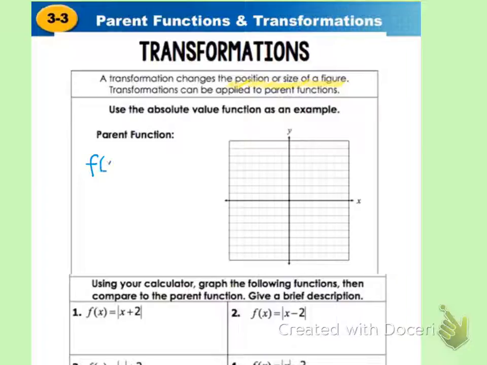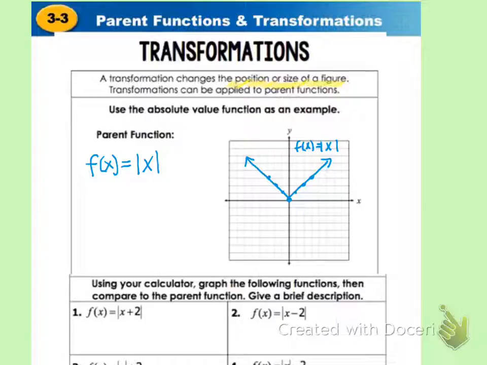That's f of x is equal to the absolute value of x, and that graph had its vertex right there at the origin, and it looked basically like a V with a slope of 1 on one side and -1 on the other, and so we had these branches that created a V.